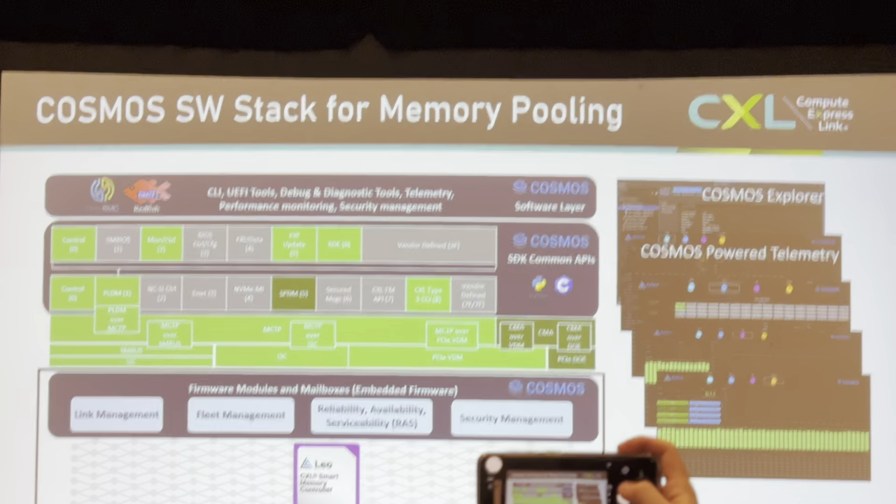Talking about software infrastructure, it is quite important to make sure we have all the necessary hooks, and more importantly, that it's standards-based. That way, data centers wanting to deploy can leverage their existing infrastructure that they would have already had. Cosmos is that software infrastructure that we have built up. Cosmos stands for Connectivity System Management and Optimization Software Framework. It's a combination of firmware, software APIs, CLIs, as well as GUI.